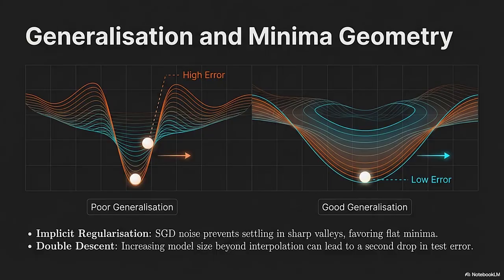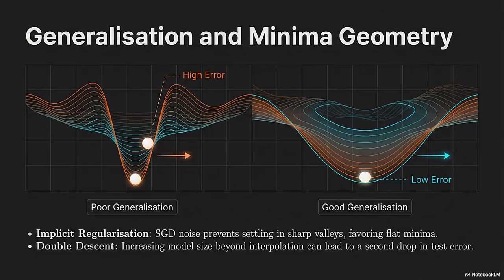So far, we've been obsessed with finding the lowest possible point in our training landscape. But that's actually not the ultimate goal. The true goal of all machine learning is generalization. What really matters is how well our model performs on new data it's never seen before. And it turns out not all low points, not all minima, are created equal.